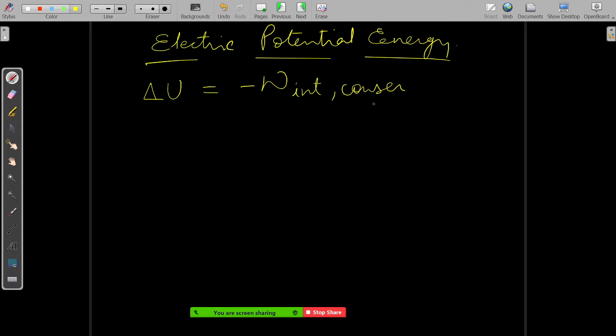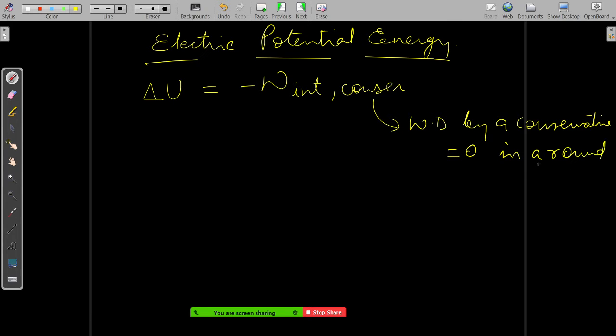And what is a conservative force? The work done by a conservative force is equal to 0 in a round trip, in a closed loop. In gravitational and electrostatic processes, so we had studied that in gravitation also. So all non-contact forces are conservative, right? All non-contact forces.